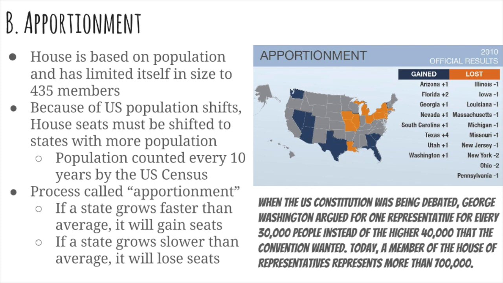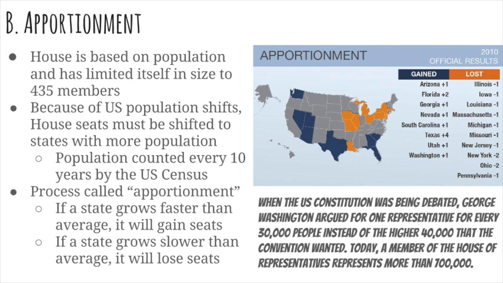When the U.S. Constitution was actually being written, little fun fact for you, Washington said that we should have one representative for every 30,000 people. And they actually settled at the Constitutional Convention on a nice number of about 40,000. Today, the average U.S. House representative represents more than 700,000 people. So that's a byproduct of population growth, but also of them limiting the House in size.